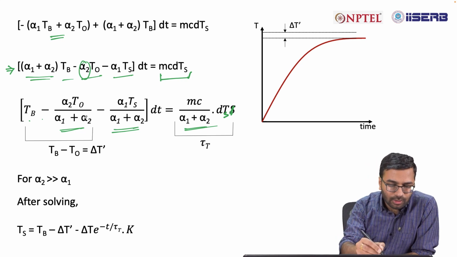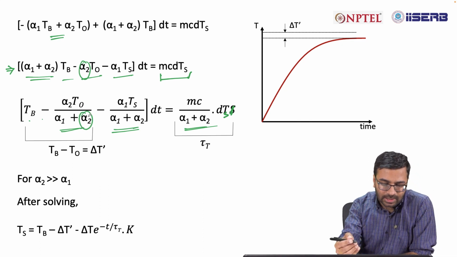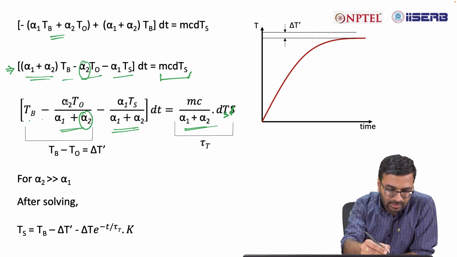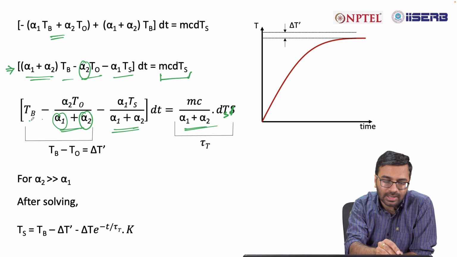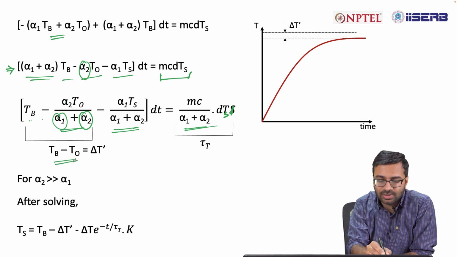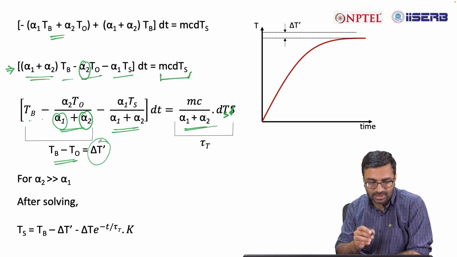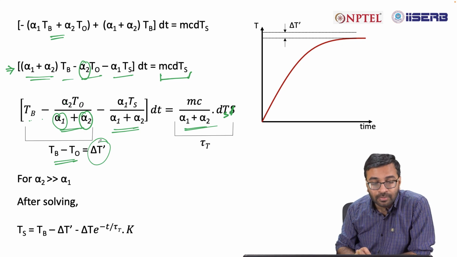And we know that your alpha 2 is anyways much higher than alpha 1. Then you can consider it's like alpha 2 divided by alpha 2, because alpha 1 is very small. So, it will be like Tb minus T0. So, Tb minus T0 is nothing but your del T dash. In this case, we have taken it as del T dash.